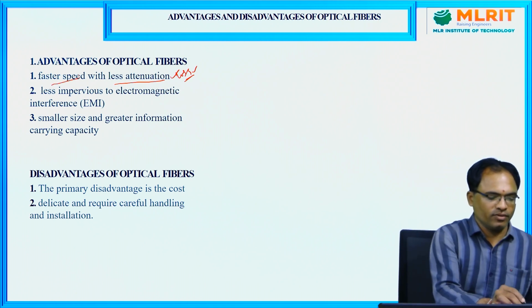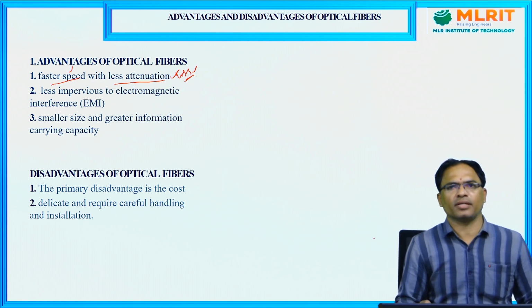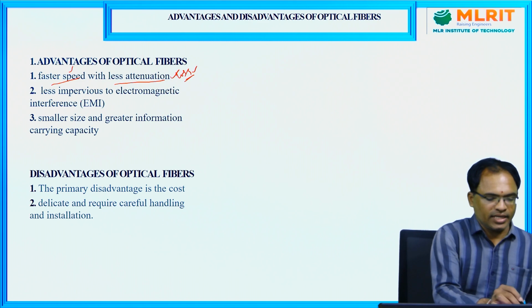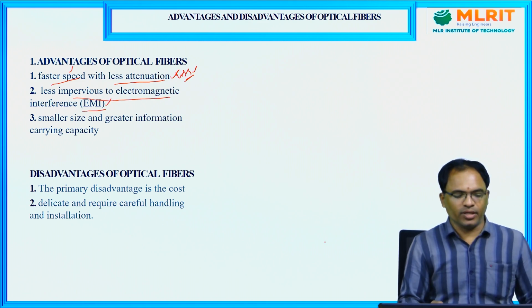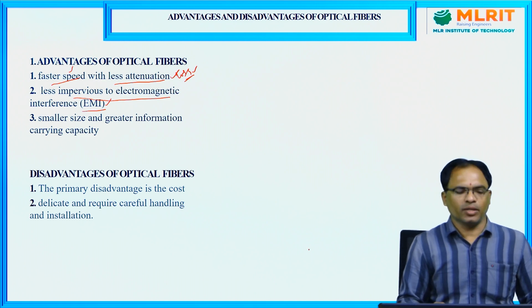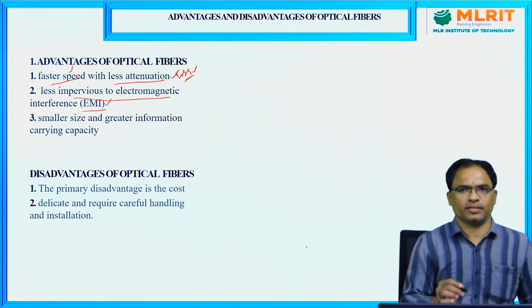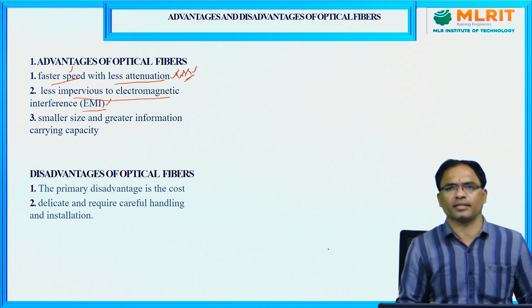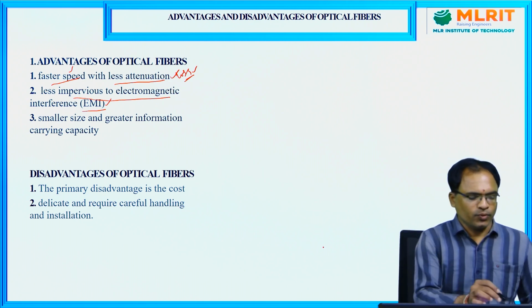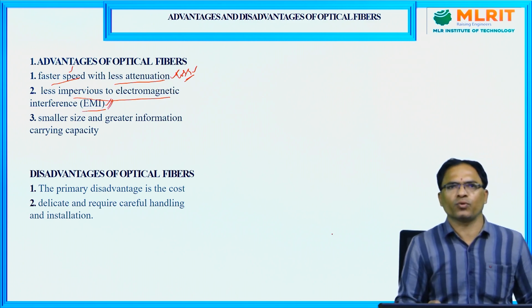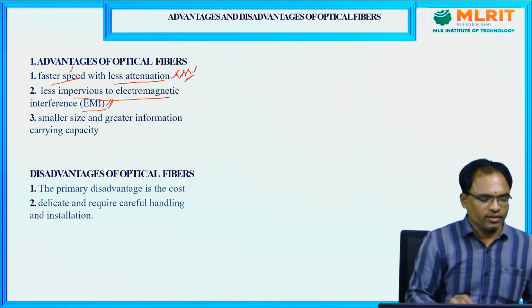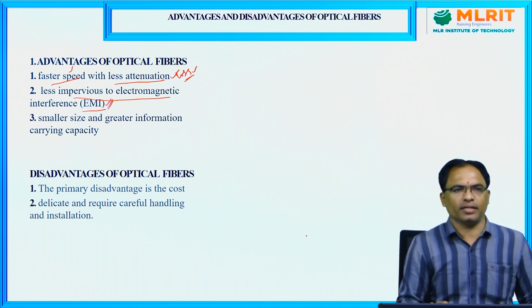Second, optical fiber transfers information at a faster rate when compared with conventional cables. Next, it is less susceptible to electromagnetic interference. In the beginning, we came to know that optical fibers are made of either plastic or glass. They are insulators, or non-conductors. Because optical fibers are made of non-conductors, there is no question of electromagnetic interference when the information is carried through them. That is what is meant by less susceptible to electromagnetic interference.